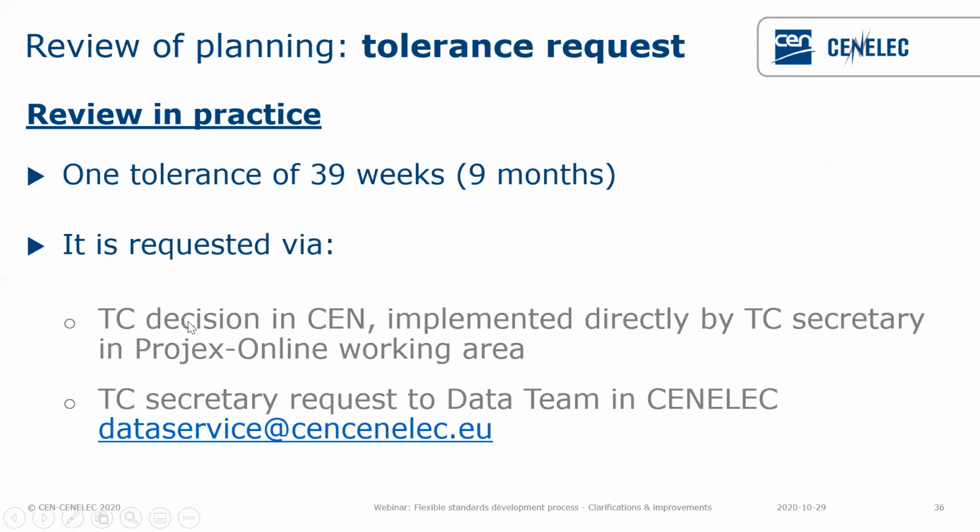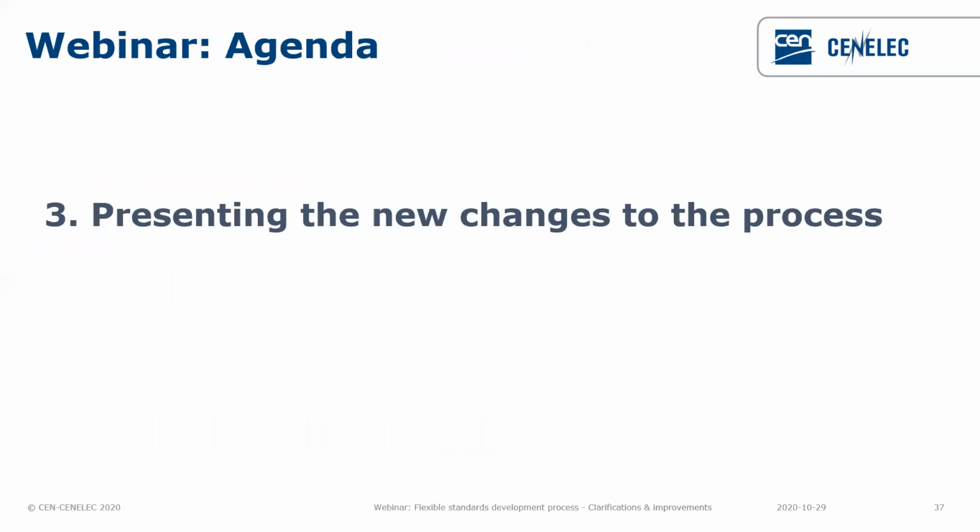Thank you. We continue with the review of the planning, the tolerance request. The practice is about a tolerance of 39 weeks, which corresponds to 9 months. And of course, the following has not changed in the sense that it requires a TC decision in CEN, implemented directly by the TC secretary, and in CENELEC, it relates to a TC secretary request made to the data team. Here nothing has changed.